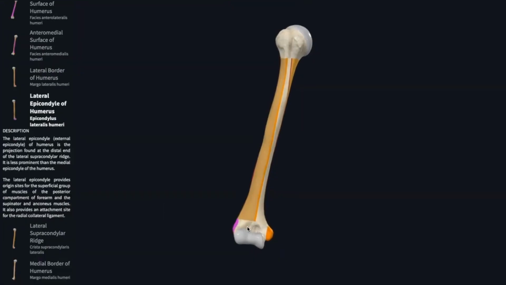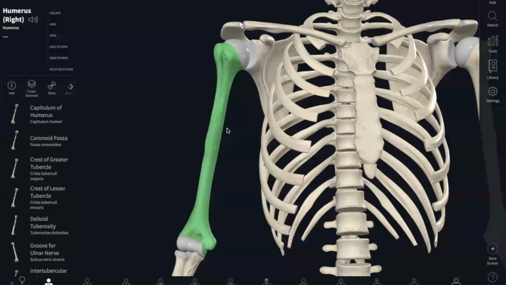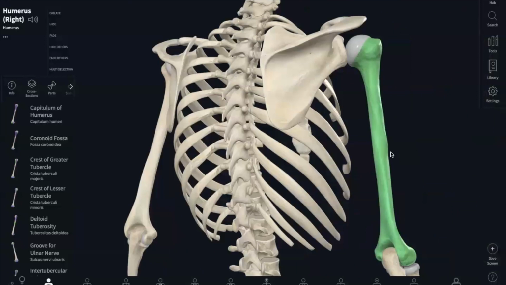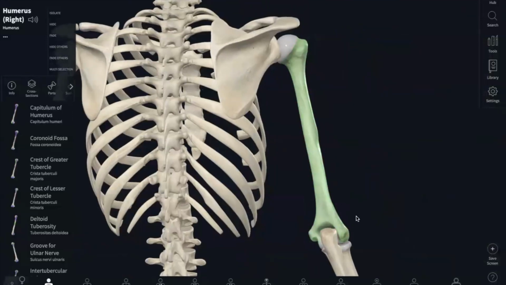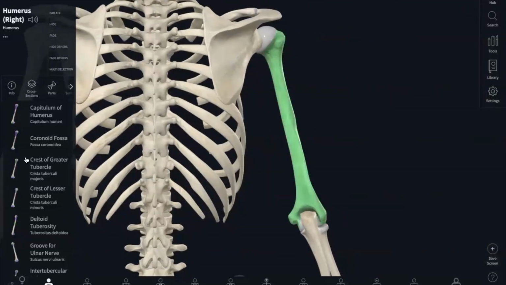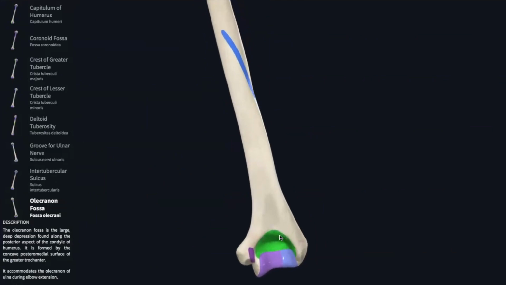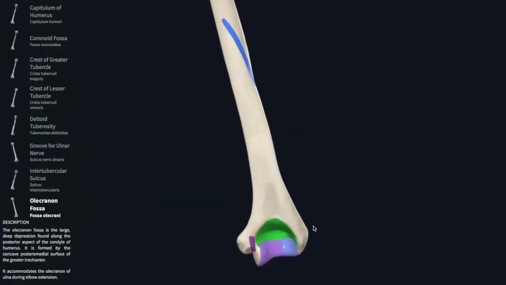This highlighted in pink is going to be your lateral epicondyle, and this part highlighted in orange is going to be your medial epicondyle. Now, if we turn around the humerus to go onto the posterior side, there are more bone markings that we need to know. Next is going to be the olecranon fossa. This part highlighted in green, and this is where the olecranon of the ulna is going to connect to the humerus.